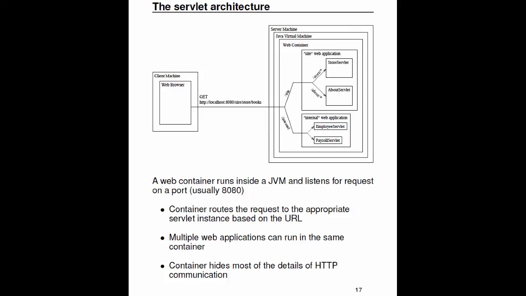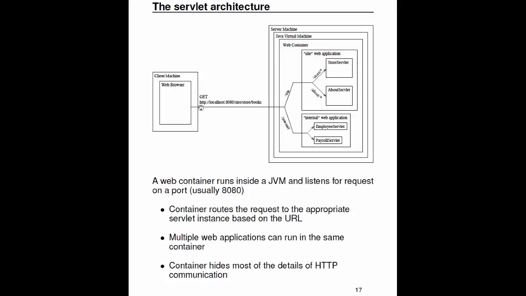Okay, here's a picture of the servlet architecture. Here again, you've got your client machine and your server machine. You've got a web browser that makes some request to your web server. On your server machine, you're running a web container inside a Java virtual machine. The job of the web container is to route various requests to the appropriate web applications. And then within the web application, it can further route requests based on URL mappings, URL prefix, to the appropriate servlets.